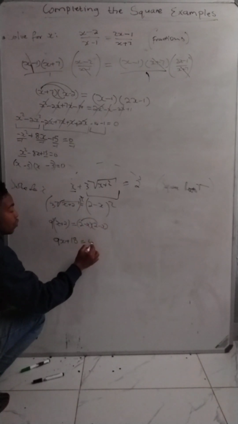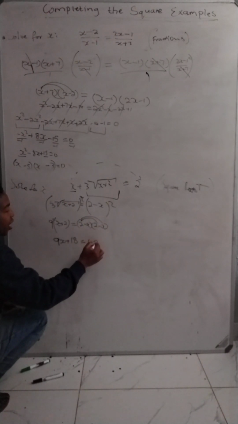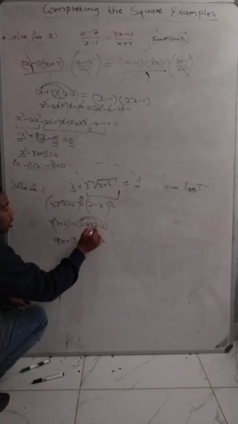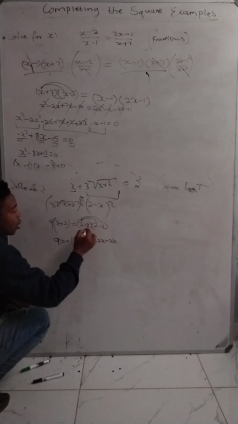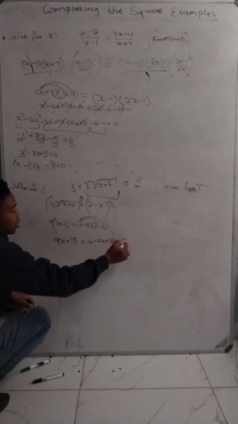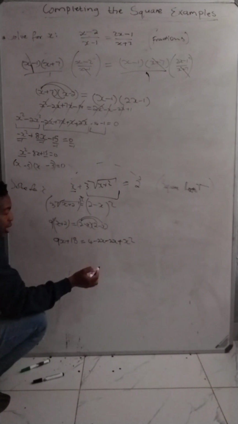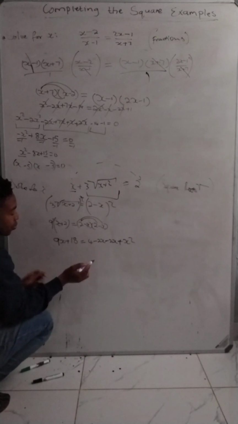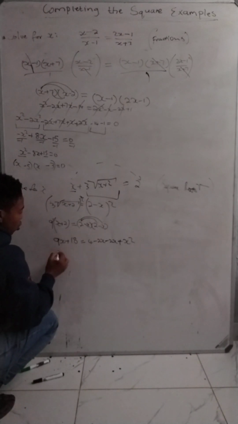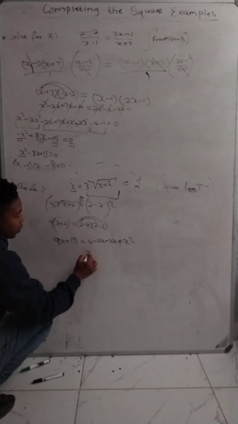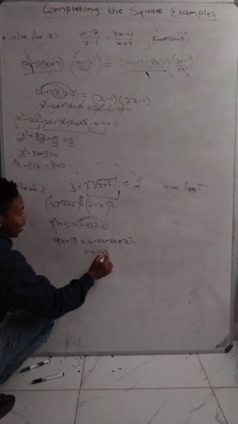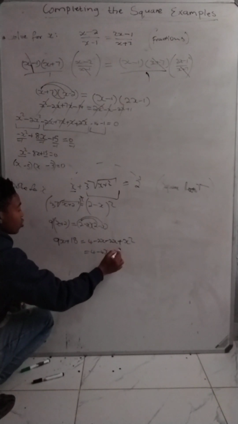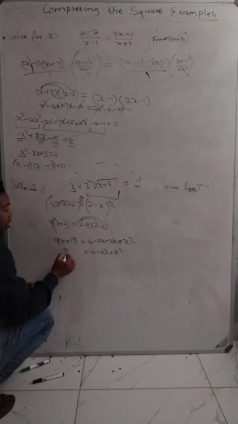2 times 2, 4, 2 times negative x, negative 2x, 2 times negative x times 2, negative 2x, negative x times negative is positive x squared. Okay, so this side will have 4 minus 4x plus x squared. This side will still have 9x plus 18.